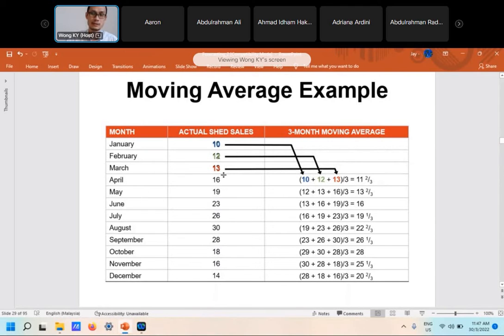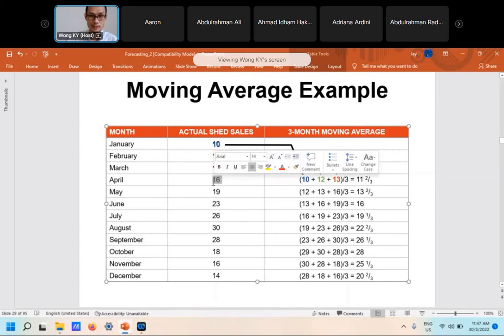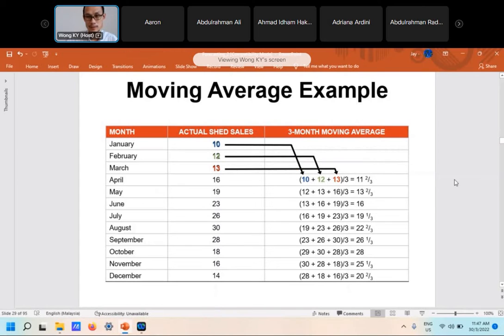Now let's say you're already in April. April has already passed, so you will know the actual demand. Let's say the actual demand in April is 16. Of course, what happens in reality is that the actual demand is different from what you forecast. That's totally acceptable. The actual demand given in this question is 16, which is what actually happened, but what you forecasted before that is 11 point something.